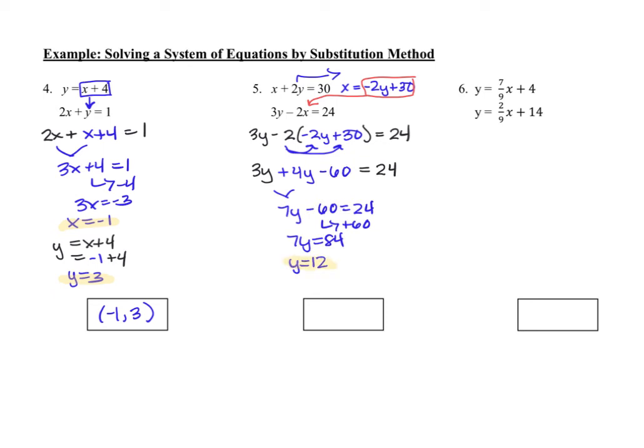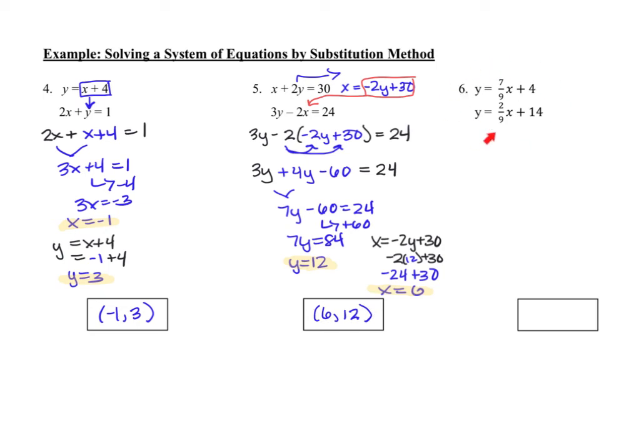Now I can take my answer that I have for y and substitute it into the expression to get x. So -2 times the 12 plus 30 will give me x. So -2 times 12 is -24. And then -24 plus 30 is going to give me 6. So my solution for number 5 is 6, 12.